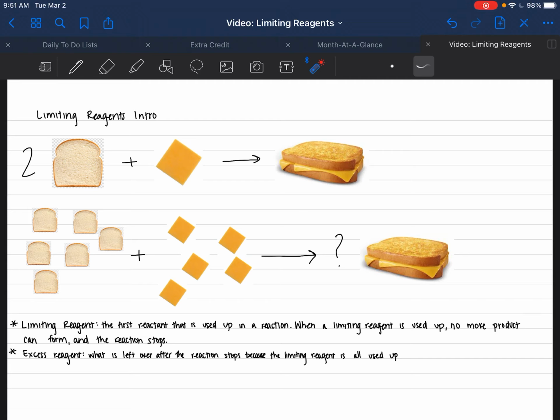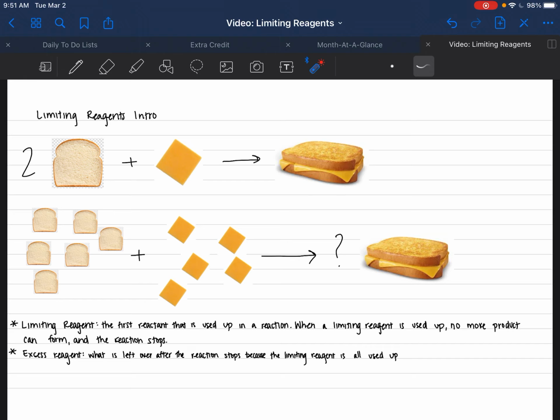So let's see what that looks like with limiting reagents. If we have this example right here, we have these 6 slices of bread, we have these 5 slices of cheese. We want to know how many grilled cheese sandwiches we can make. Everyone has probably made a grilled cheese sandwich before. The first thing you want to make sure you can do, you need 2 slices of bread for each sandwich. So you can have 2, 2, and 2. So according to the bread, we can make 3 sandwiches.